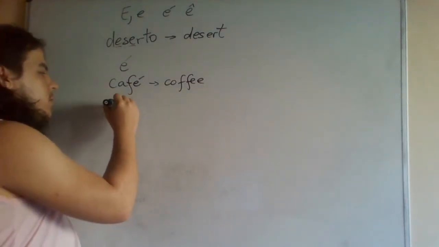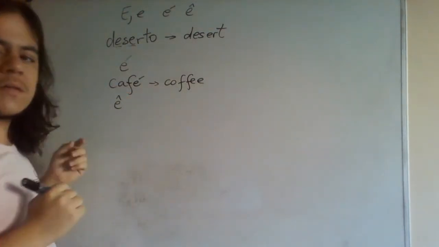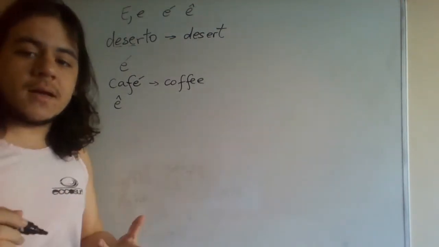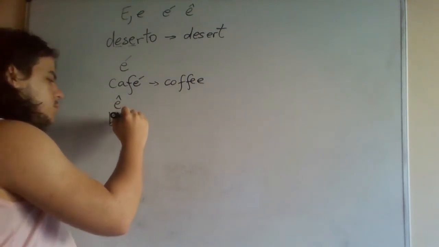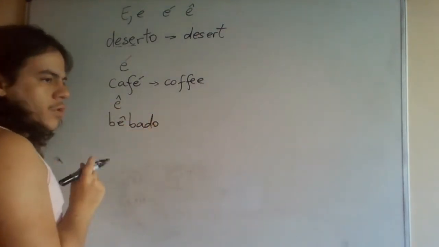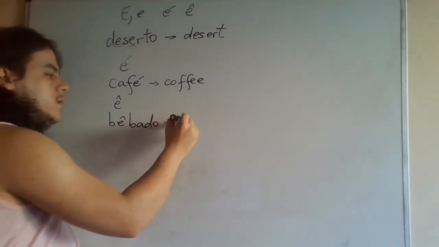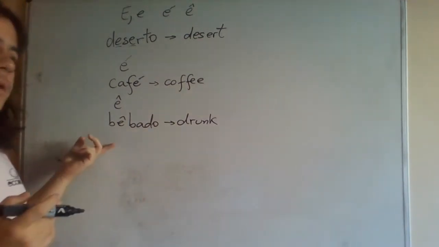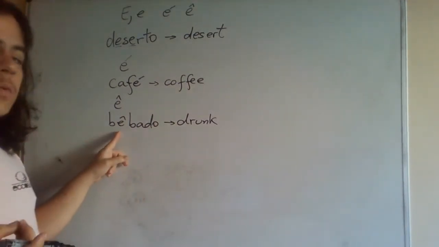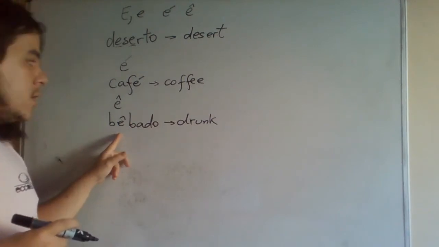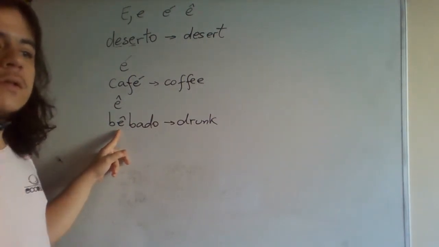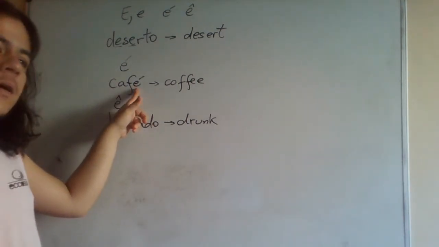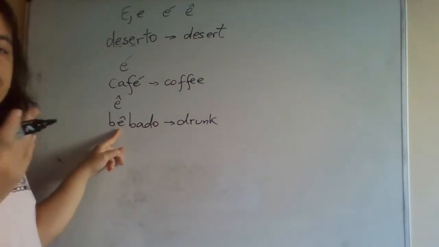When letter E has the circumflex accent, it means that letter E will have the sound of E. For example, we have this word here, bêbado. It means drunk. It's an adjective. Bêbado. So here we have letter E with the circumflex accent, and it will have the sound E, bêbado. So here we have E, café, and here we have E, bêbado.